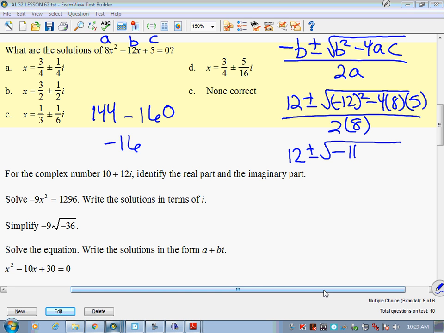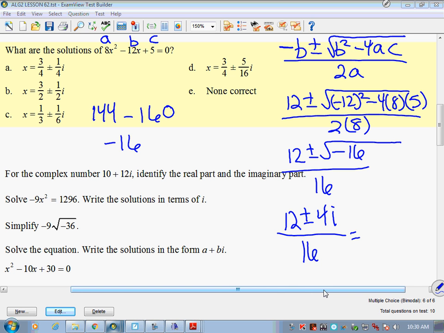Okay, so that's the square root of negative 16 all over what's 2 times 8? 16. Okay, can I simplify this square root of negative 16? So I have 12 plus or minus what? What is the square root of negative 16? It's not 4. It's 4i. Is 4 and 4i the same thing? No. Okay? Over 16.